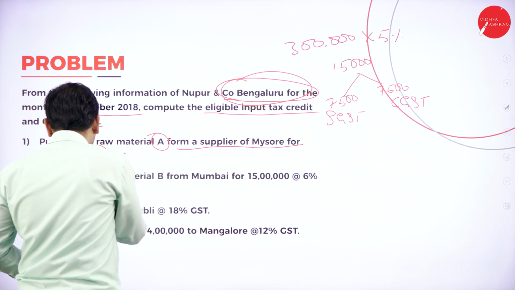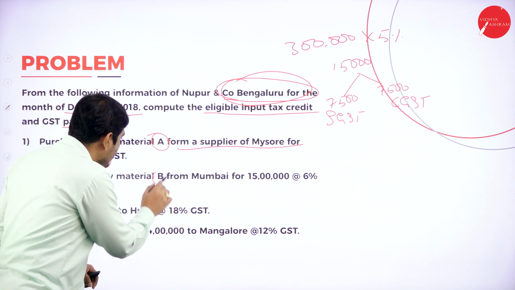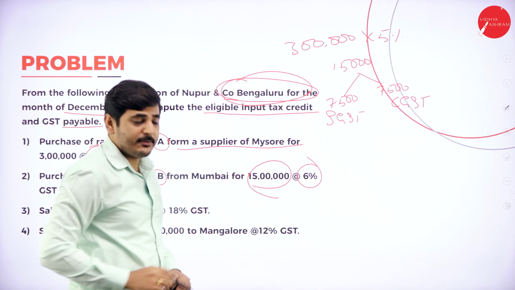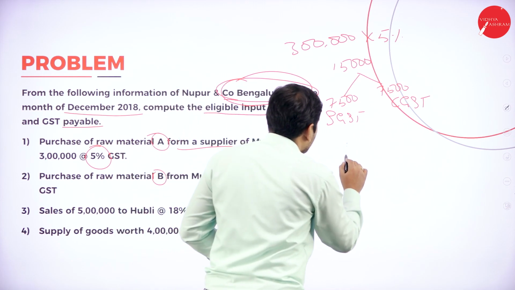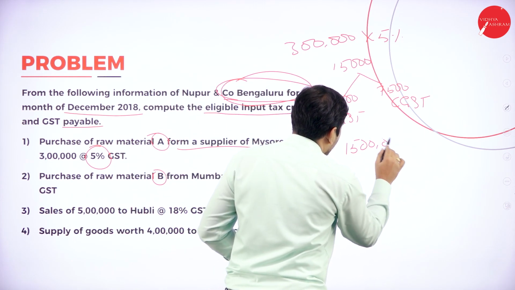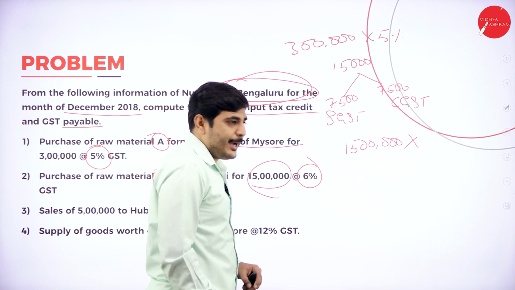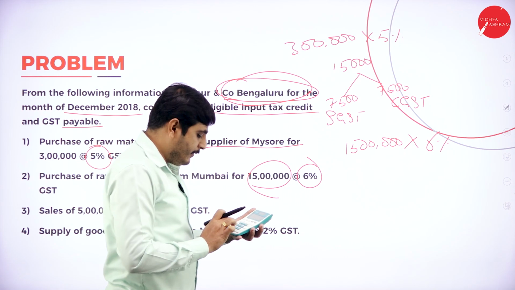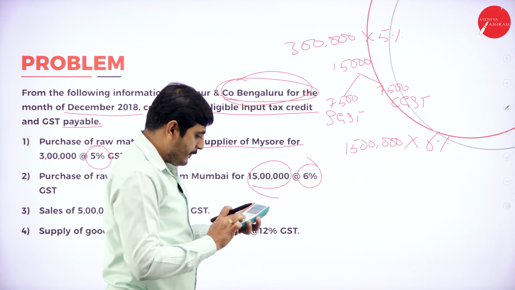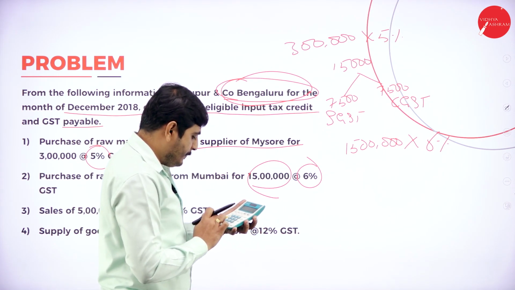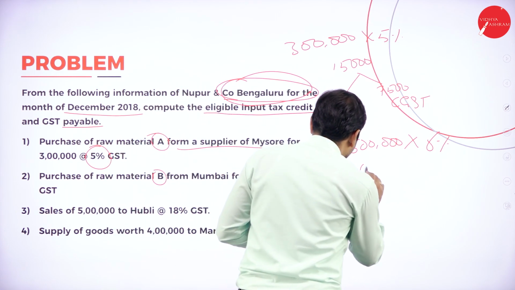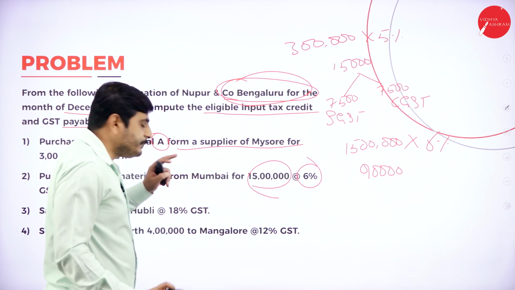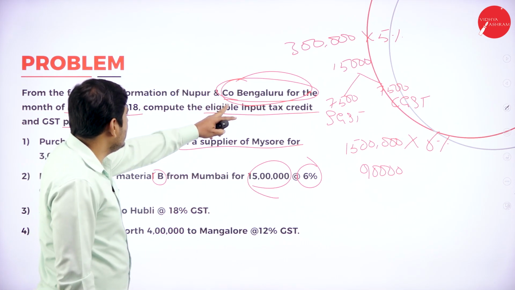Again, coming to the purchase of raw materials B from Mumbai for 15 lakh rupees, the tax rate is 6%. So what is our total input? 15 lakh. On 15 lakh, how much tax have we paid? 6%. So let's calculate first. 15 lakh into 6%, it is 90,000 we are paying as tax. But now remember here, the previous one was within the state.